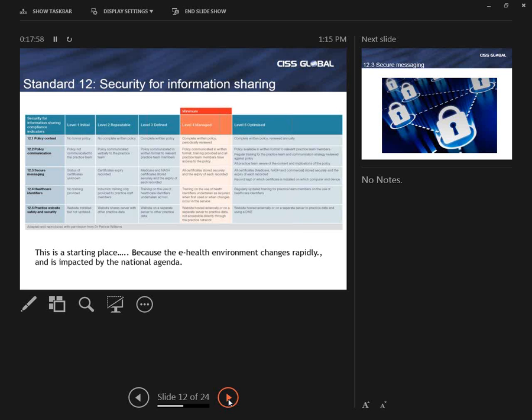Healthcare identifiers: training and the use of health identifiers is undertaken as required. And your practice website safety and security: the website is hosted externally or on a separate server from practice data, and not accessible directly through the practice network. So that's something you'd be seeking your IT support to answer for you, having a conversation with them there.